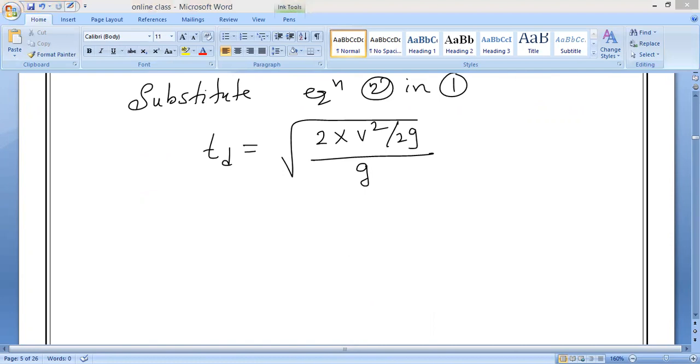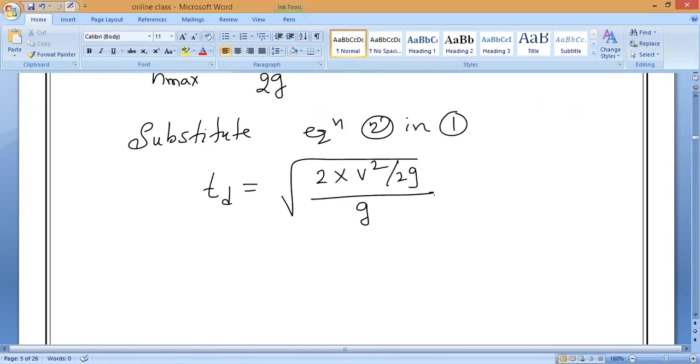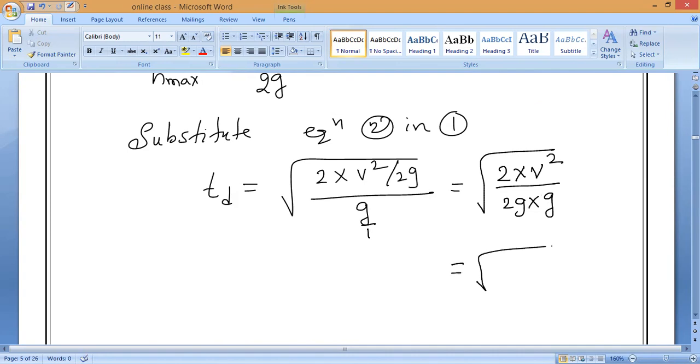Okay. Now, shall we start solving further? Yes, sir. Now, you can see it will come like this. Modify the equation. It will come like 2 into v square divided by 2g into g. Is it right or wrong? Here nothing is there means 1 is there, so it will go up. Is it okay? Now, you notice it, guys. 2 will get cancelled.